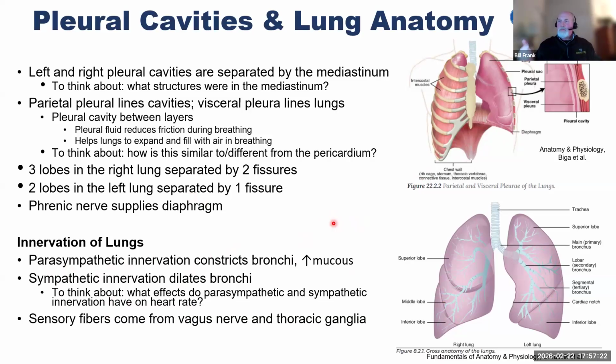So think about it. What effects do parasympathetics and sympathetic innervation have on heart rate? So we talked just about the parasympathetics of the lung, but can you tell me what I reviewed? What is the innervation of the heart? The sympathetics do what to the heart rate? Does it increase it or decrease it?